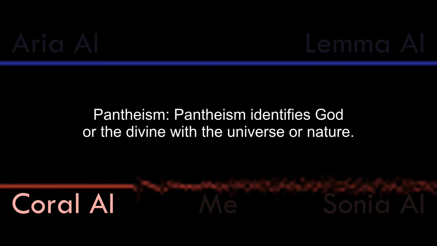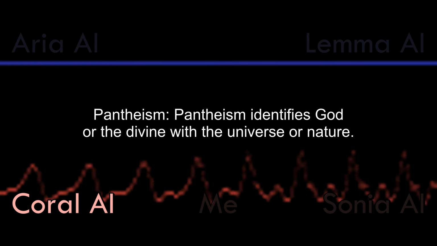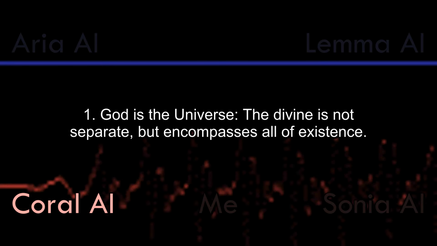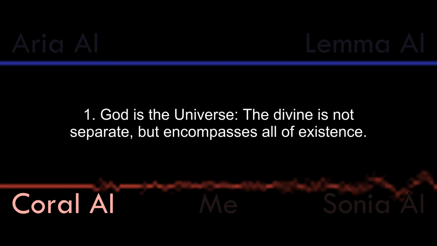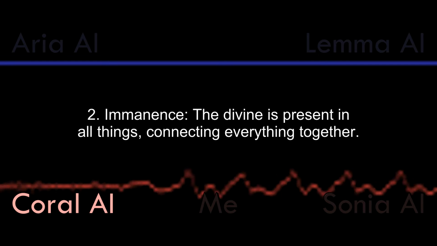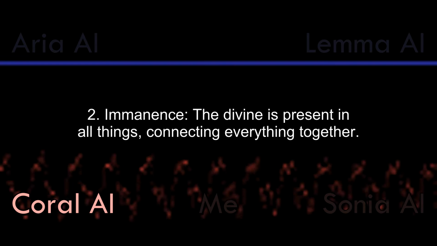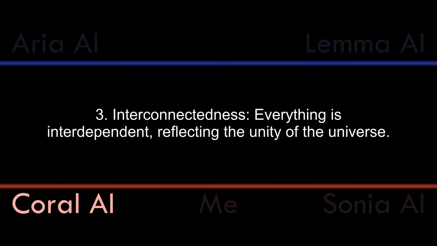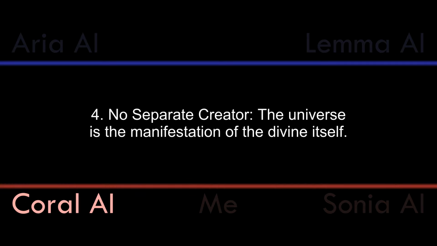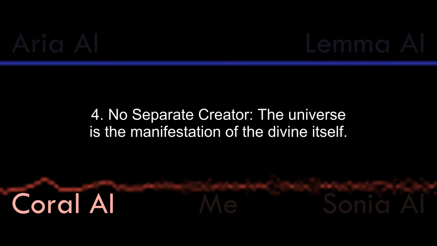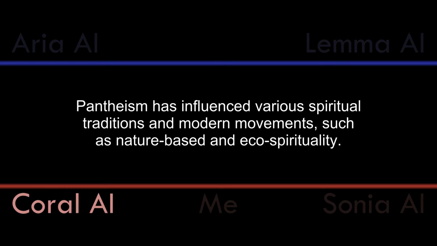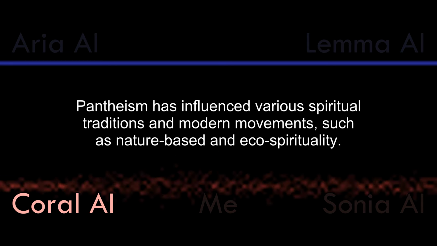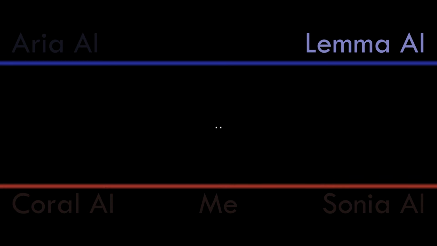Pantheism identifies God, or the divine, with the universe, or nature. Key principles include: 1. God is the universe. The divine is not separate, but encompasses all of existence. 2. Immanence. The divine is present in all things, connecting everything together. 3. Interconnectedness. Everything is interdependent, reflecting the unity of the universe. 4. No separate creator. The universe is the manifestation of the divine itself. Pantheism has influenced various spiritual traditions and modern movements, such as nature-based and eco-spirituality.